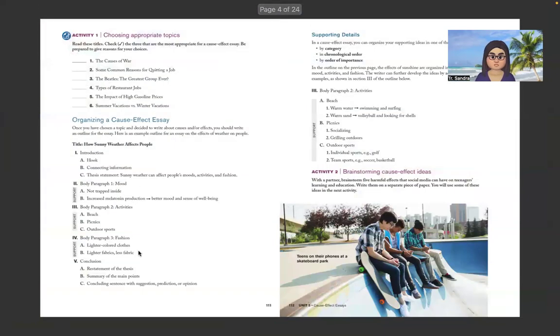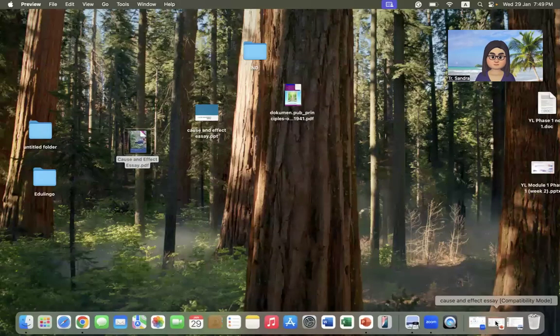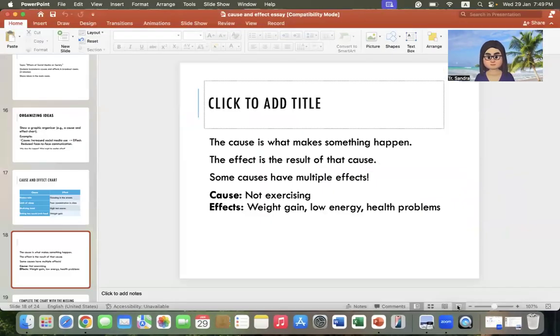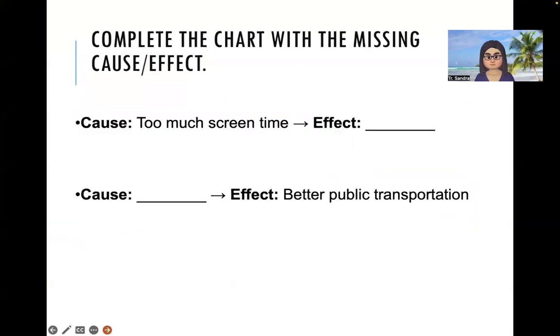Okay, later on we are going to talk about this one, but not here. We move to another one. So we are going to complete the chart with the missing causes and effects. The cause is too much screen time. What will be the effect?